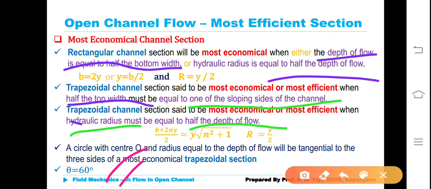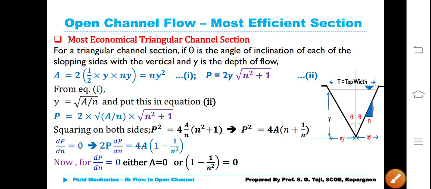That is, when a circle with center O and radius equal to the depth of flow will be tangential to the three sides of a most economical trapezoidal section. That figure we have seen in the last class itself. That is the summary of the last class which we have learned.